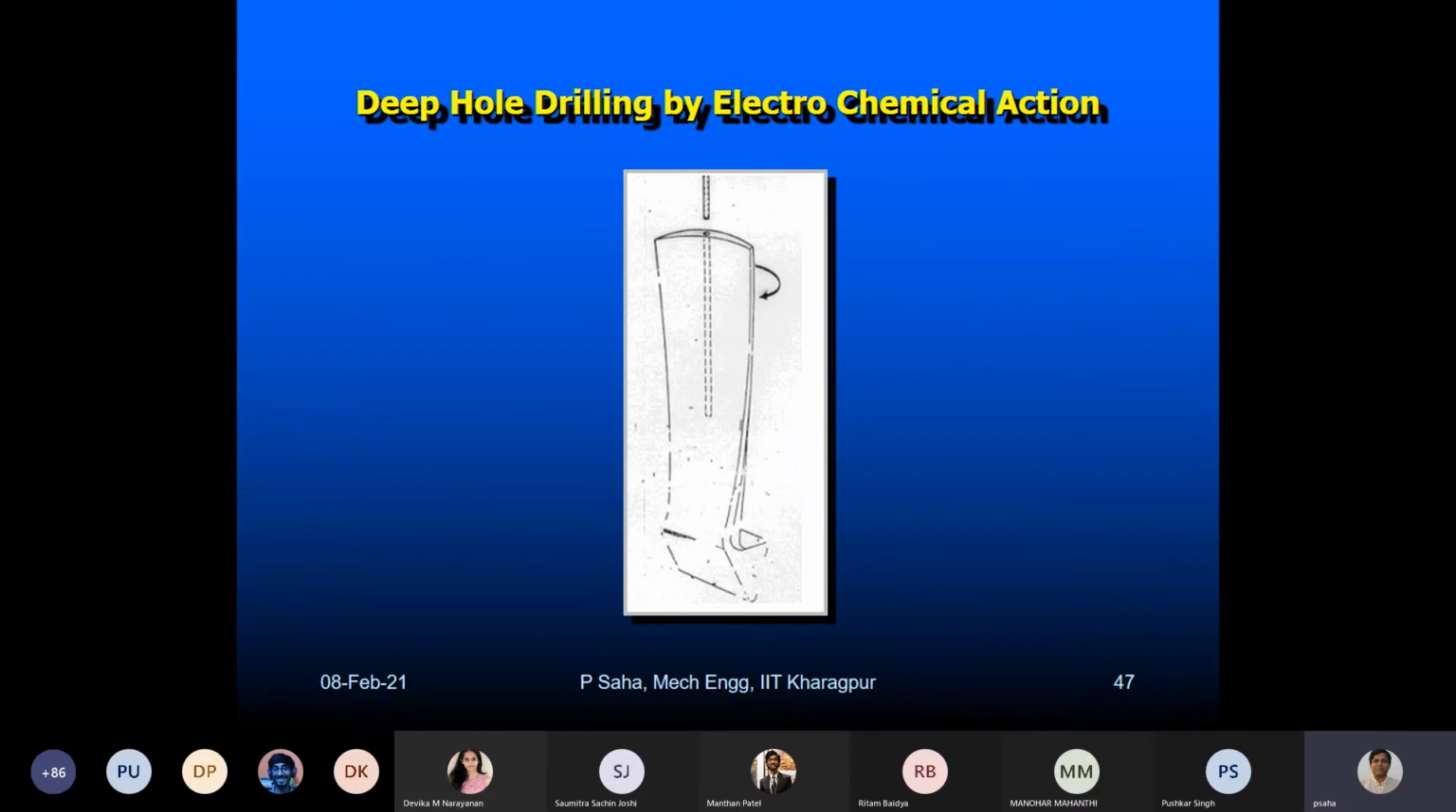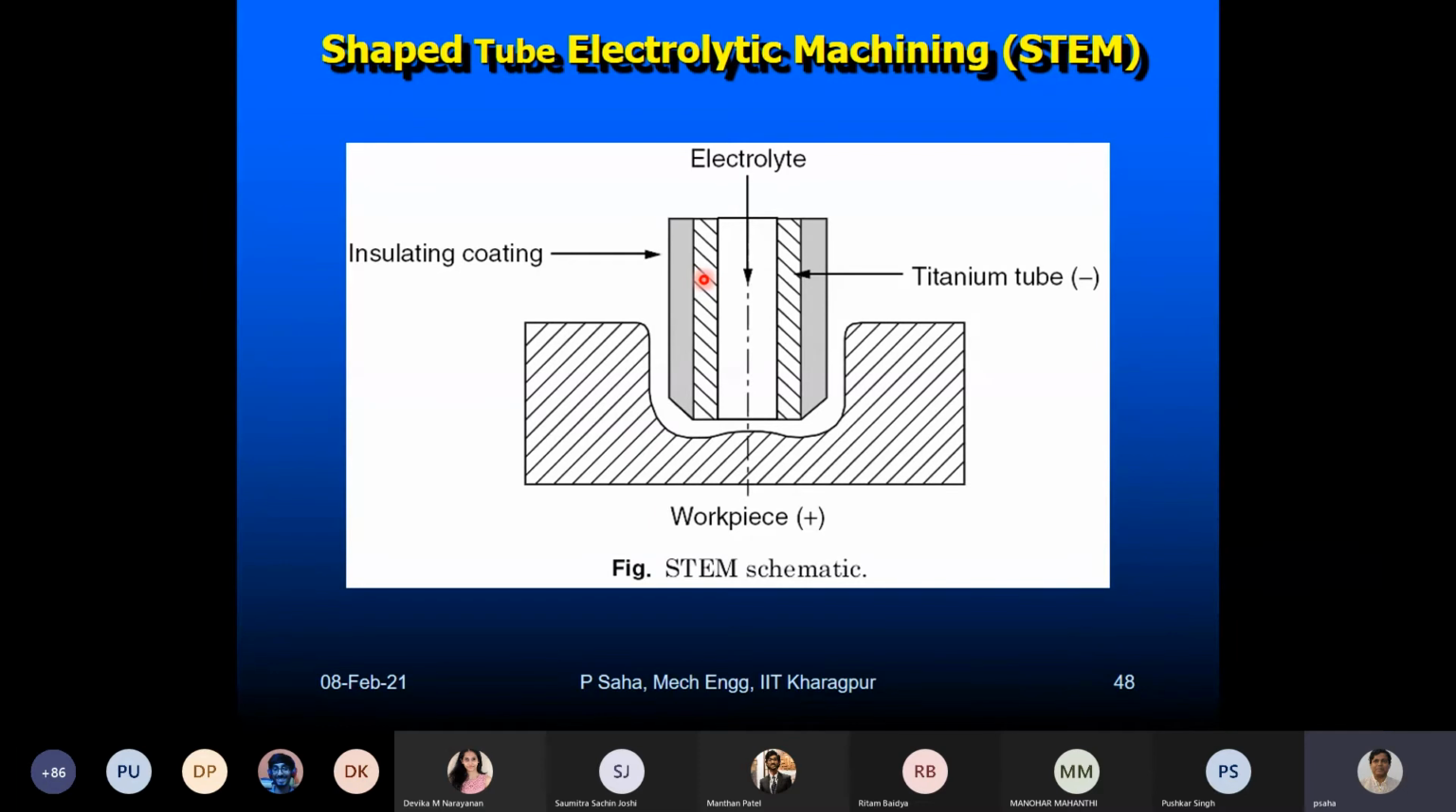But coming to deep hole drilling, suppose such kind of deep holes on a turbine blade component, it has to be like this. How do we do it, because this hole is small in diameter but the depth is high. So the aspect ratio, depth by diameter, what is the ratio? Maybe 1 is to 25 or so. So how do you create such a long hole through the ECM process? I'll talk about one process: shaped tube electrochemical machining.